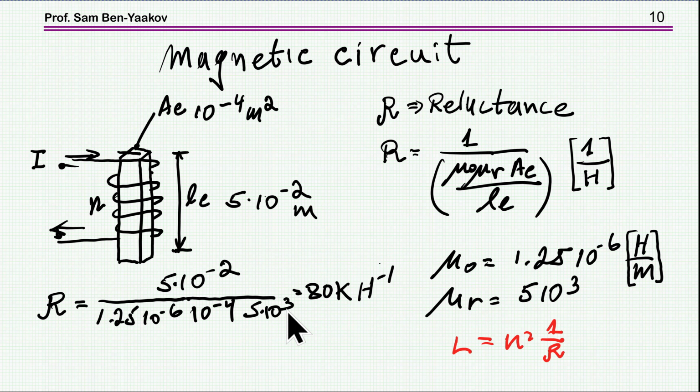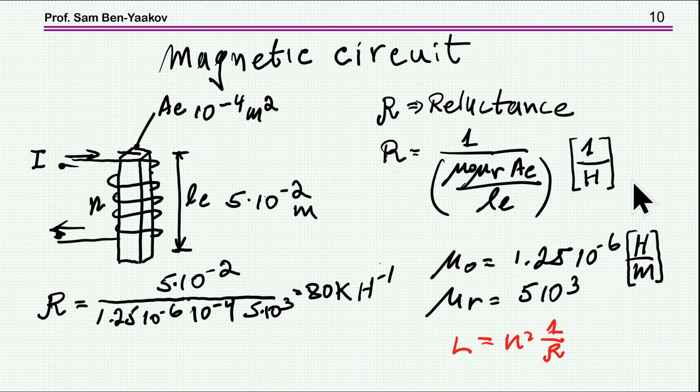Just to get a better feeling, let's get some numbers. Let's assume that this piece here has a length of 5 centimeters, an area of 1 centimeter squared, and the mu r, the relative permeability of the material, is 5,000. Ferrite would have a relative permeability of say 1,000 to even 10,000, and some other materials could go even higher, to even 100,000, like amorphous materials. I'm just taking the 5K number as an example, and mu sub 0, which is the permeability of air or vacuum, is 1.25 times 10 to the minus 6.